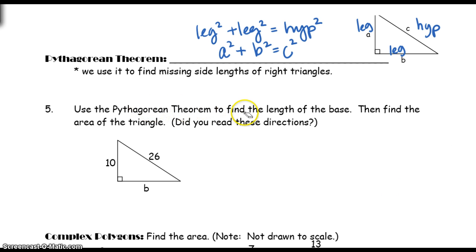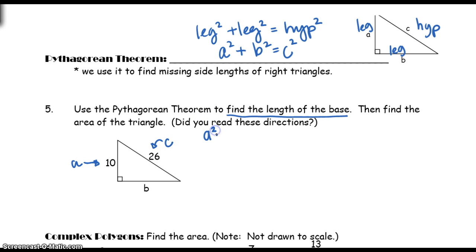Use the Pythagorean theorem to find the length of the base. Then find the area of the triangle. Did you read these directions? So first let's find the length of the base, and they said use the Pythagorean theorem. These are the ones perpendicular to each other. So these are your A and your B. Well, this is already labeled B, so this must be A, and that then must be C.